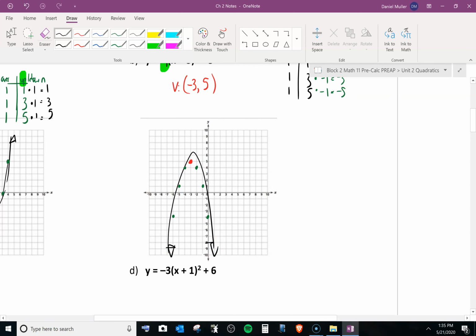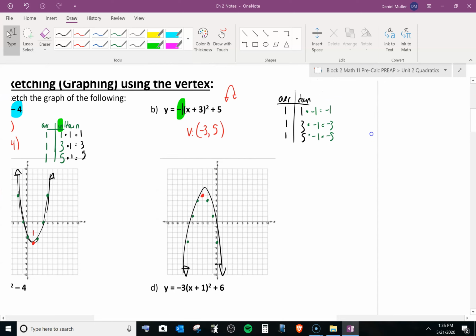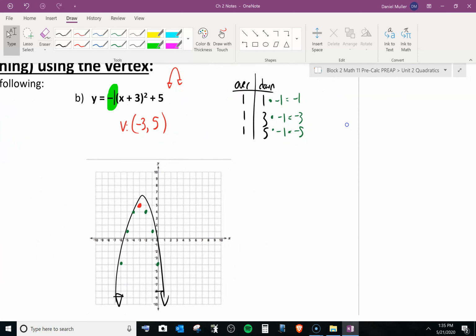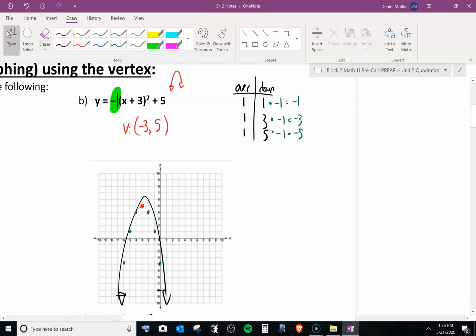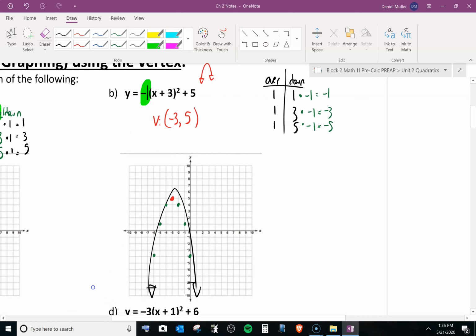Do it much nicer than mine. Take a look at my notes online, and hopefully I did it a little bit nicer there. That's all there is to it. You start with your vertex, and then from there you do your over-down chart, and make sure you do symmetrical on both sides. Let's take a look at C.